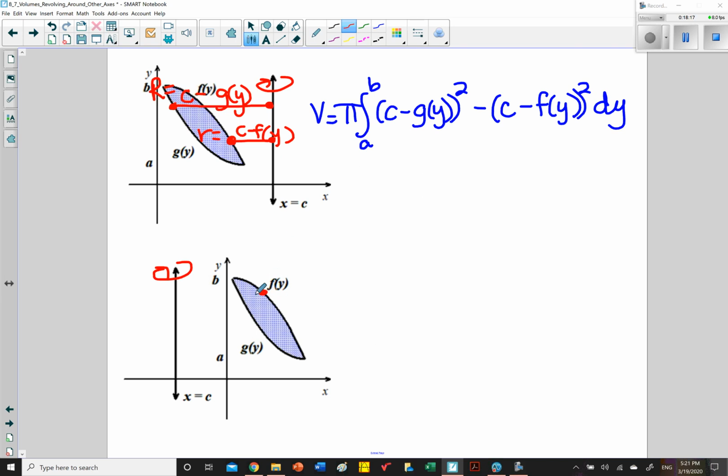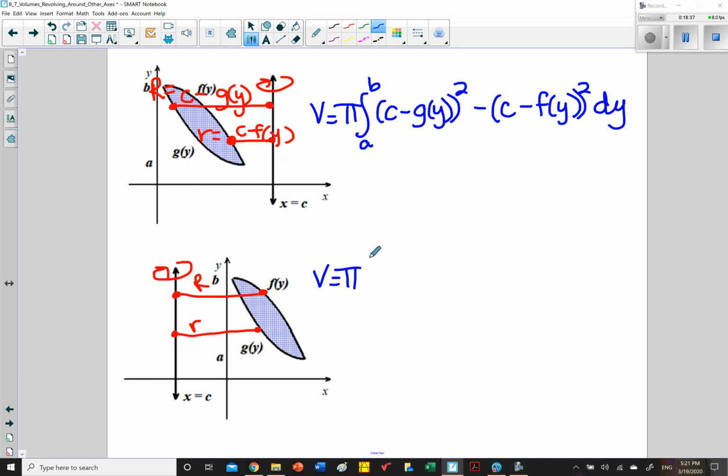Outer radius goes from f of y over to c. Inner radius goes from g of y over to c. Baby radius, big radius. Outer radius, inner radius. It's the inner radius that gets thrown away.